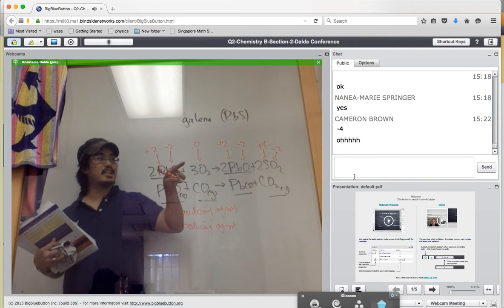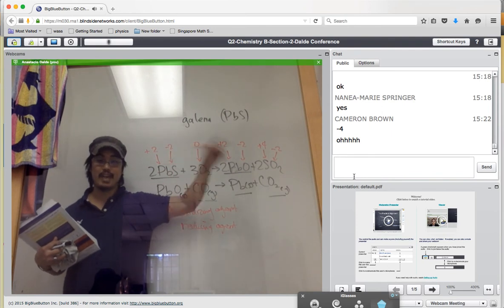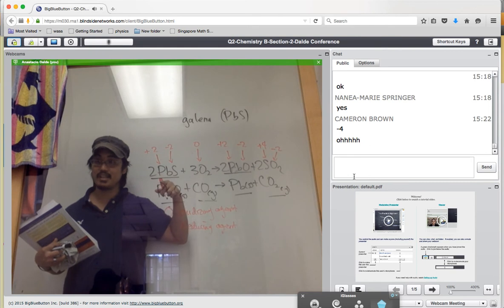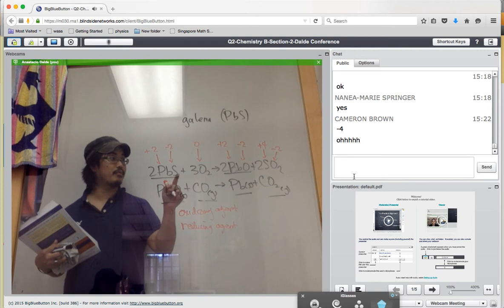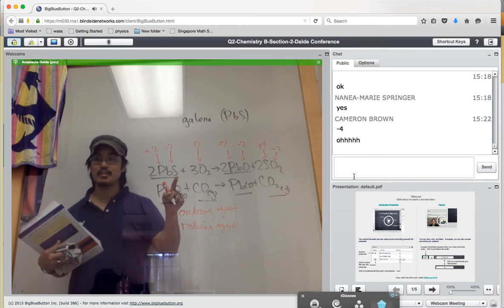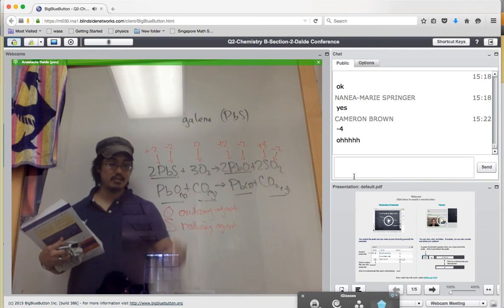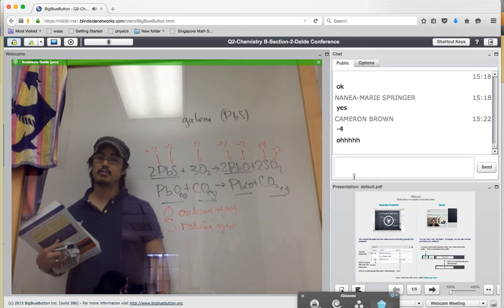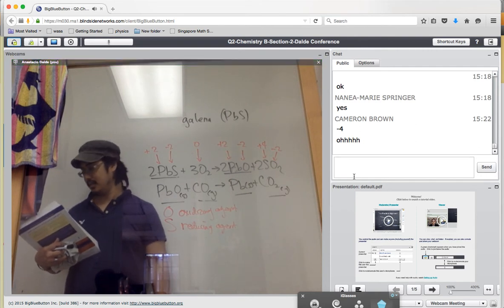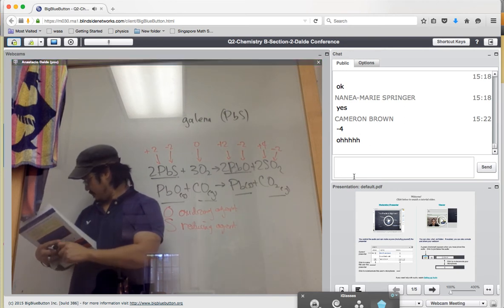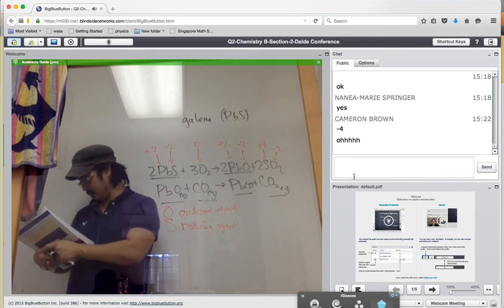What do you think your reducing agent is? If the oxidizing agent is the one that takes the oxidation number and goes down, the reducing agent takes the oxidation number and goes what? Up. So sulfur, it went from -2 over to here, +4. So your sulfur is your reducing agent in this case. Okay. You guys got it? Yeah, I got it.